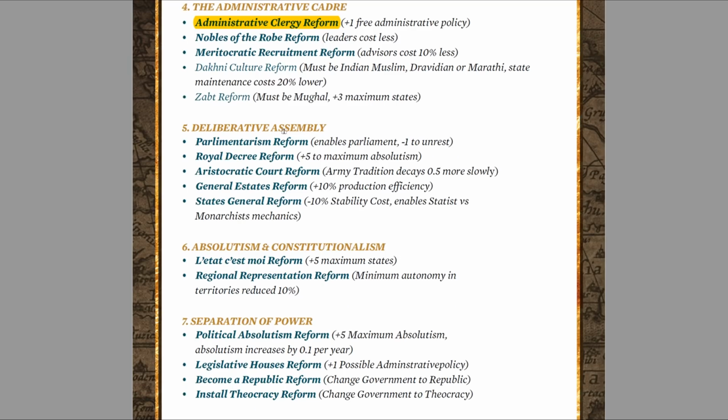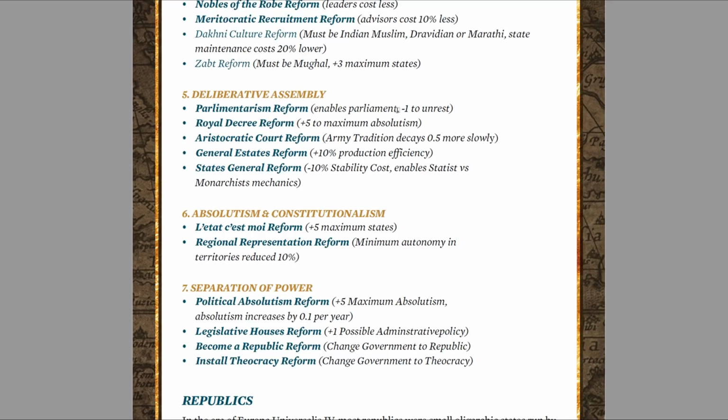That is huge. Fifth reform enables parliament. Oh, interesting. -1 unrest. Wow. Okay, so you can get parliament for any monarchy now. That is interesting. With parliaments, you can get a lot of different things going on there.